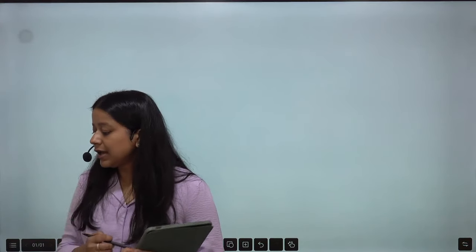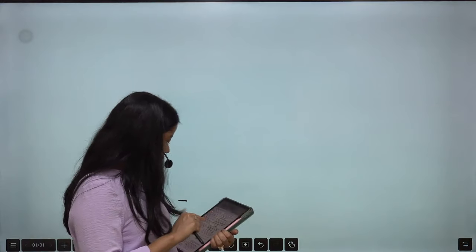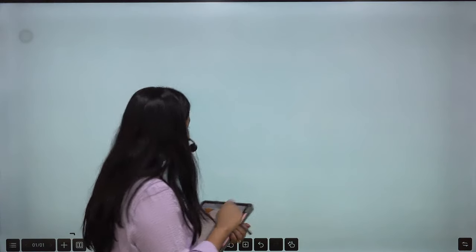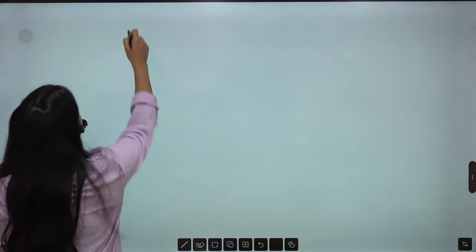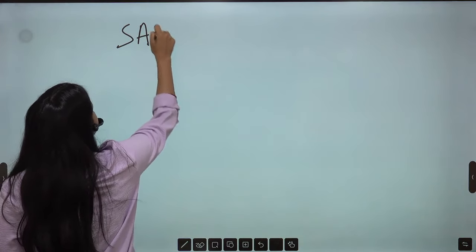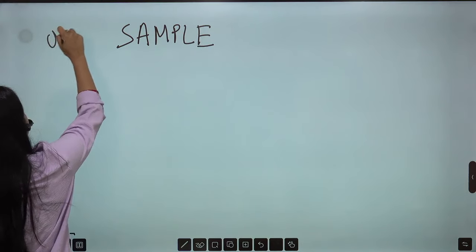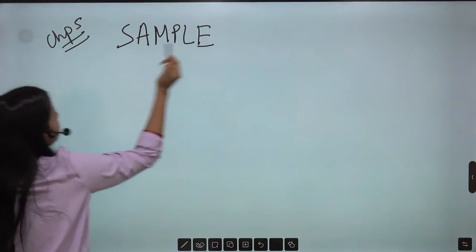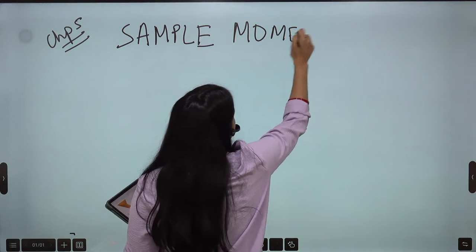All right, let's start. We'll be starting with chapter 5, sample moments. Now we have already studied a few things. This is chapter 5, sample moments.